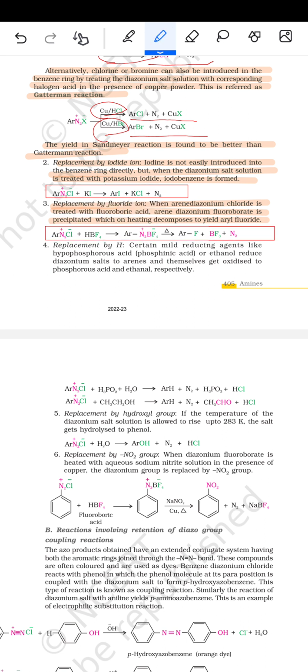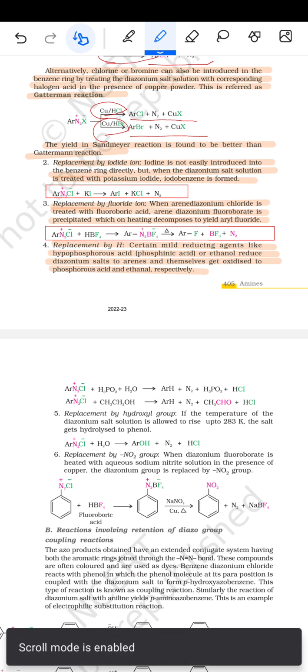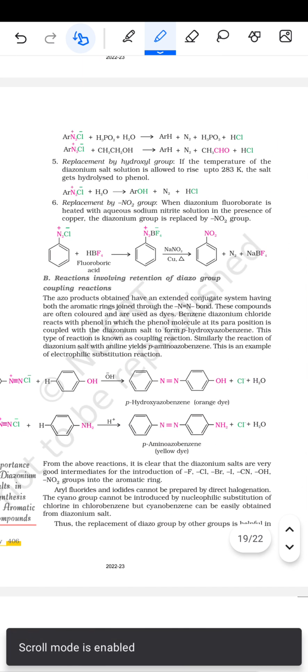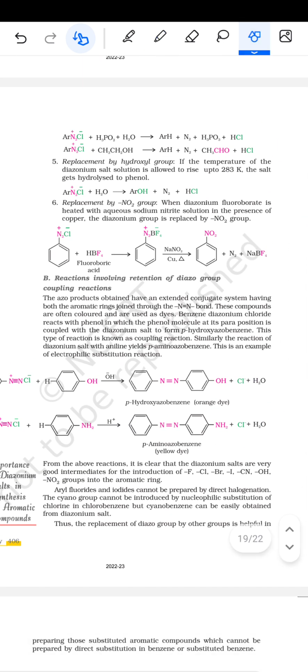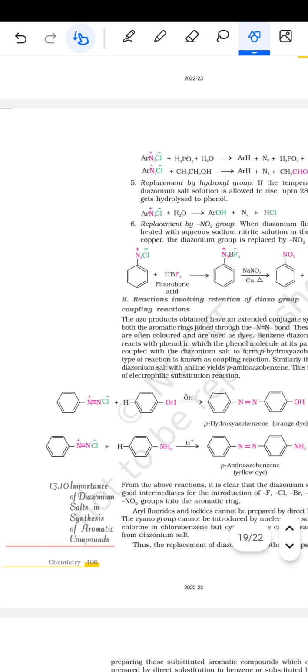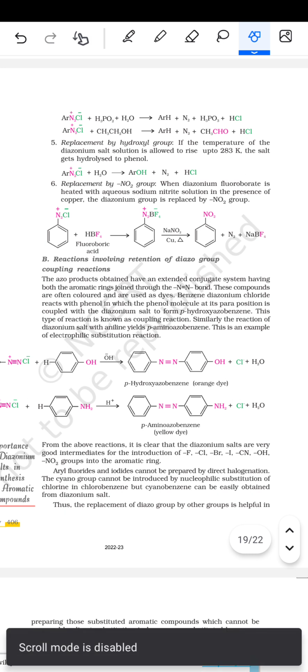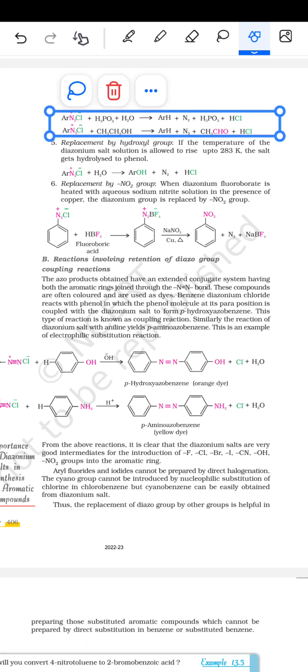फिर आता है replacement by the H. Certain mild reducing agents like hypophosphorous acid, phosphinic acid or ethanol reduce diazonium salts to arenes and themselves get oxidized to phosphorous acid and ethanal respectively. तो इसका रिएक्शन जाएगा कि ArN2Cl H3PO2 प्लस H2O ArH प्लस N2 प्लस H3PO3 प्लस HCl बन जाएगा और ArN2Cl CH3CH2OH ArH प्लस N2 प्लस CH3CHO प्लस HCl बन जाएगा.